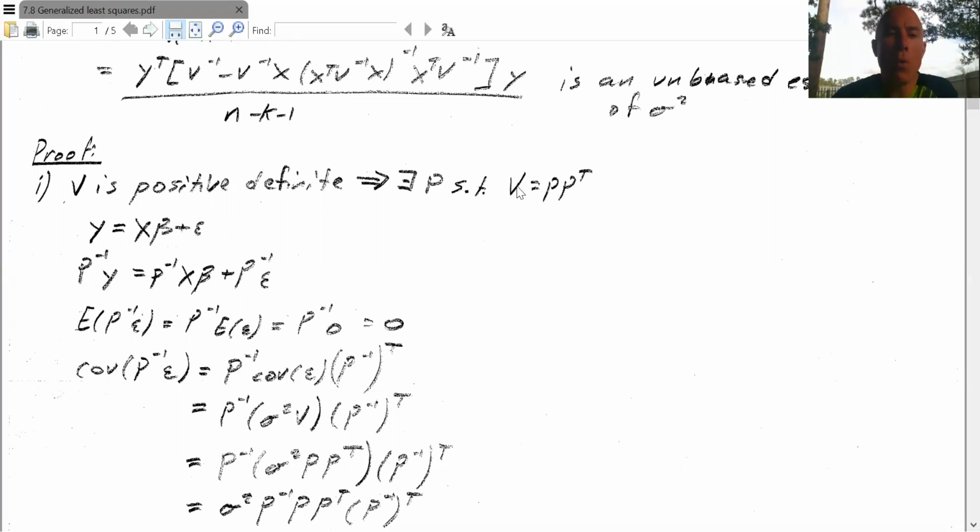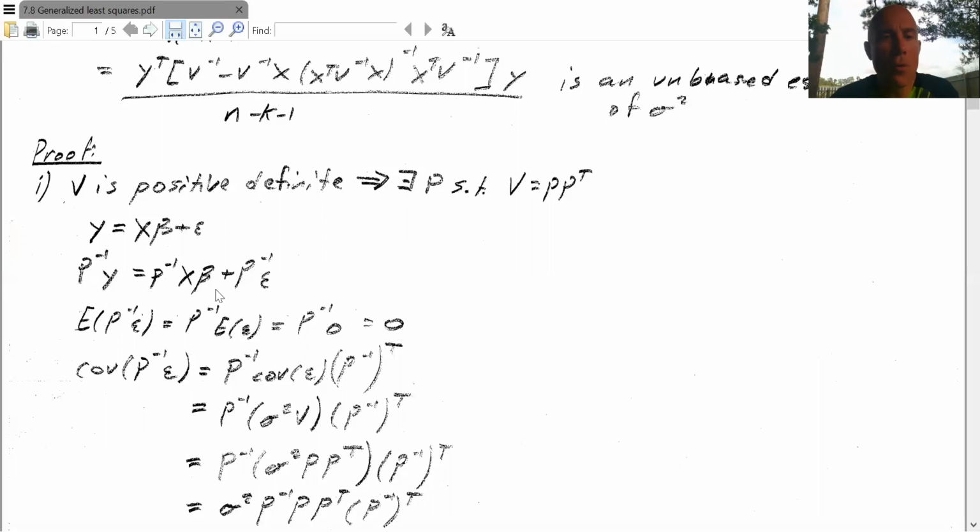Okay, so let's go ahead and take this equation. We're saying that this is our model, right? Our model is that y is equal to x times beta plus epsilon. Well, let's just multiply everything by P inverse across here. All right, so now let's go ahead and take expected values. If I take expected value on the left, I get the expected value.